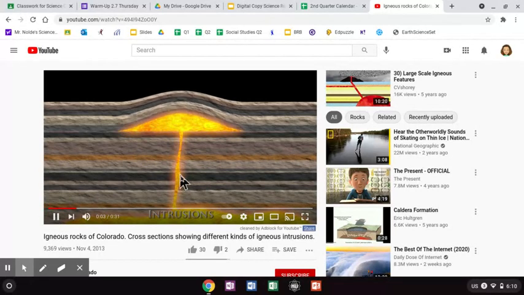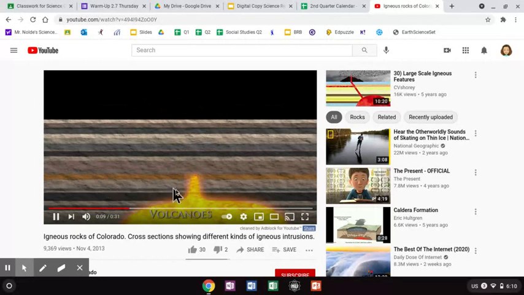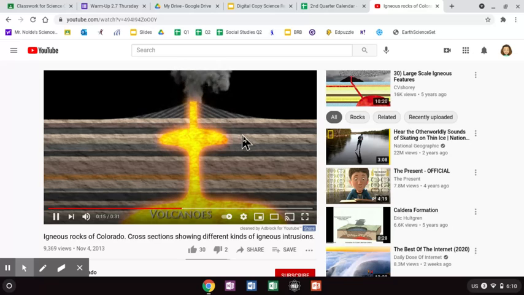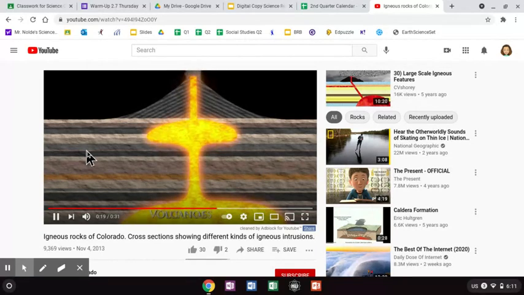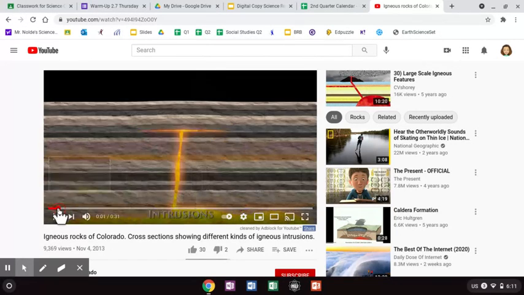And so sometimes it will create a streak up, and occasionally it will create new pockets of magma. Occasionally it will break through, and that's how we have volcanoes. Okay, but I want to go back to this intrusion because that's what we're really looking at here.